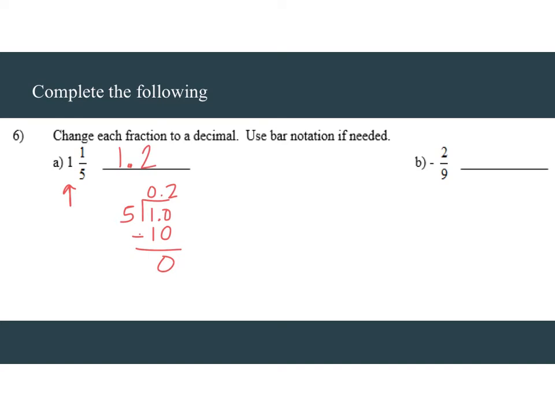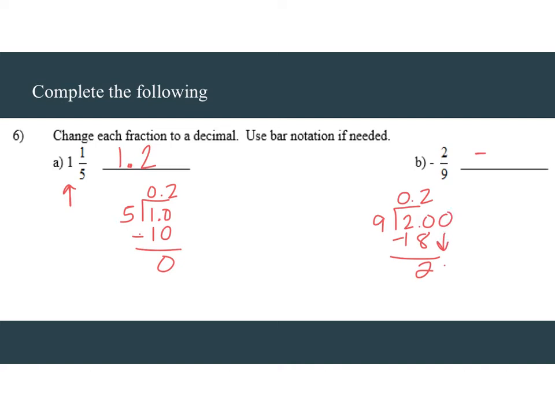For the next one, we're going to do the same thing. There is no whole number, so we don't have to put our whole number, but it is negative. So I'm going to go ahead and write my negative, and then I'm going to divide, again, top dog in the house. 2 in the house, 9 outside. 9 cannot go into 2, but it can go into 20 2 times. 2 times 9 is 18. When I subtract, I get 2.